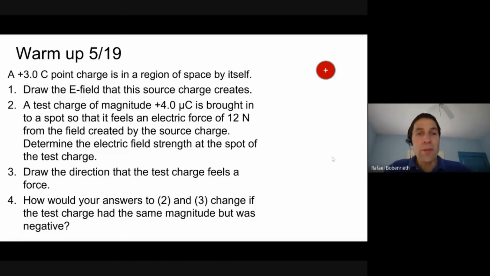Okay, so here we have the warm-up problem. A positive 3.0 Coulomb point charge is in a region of space by itself. And let's just walk through these problems one at a time. Number one, draw the electric field that this source charge creates.